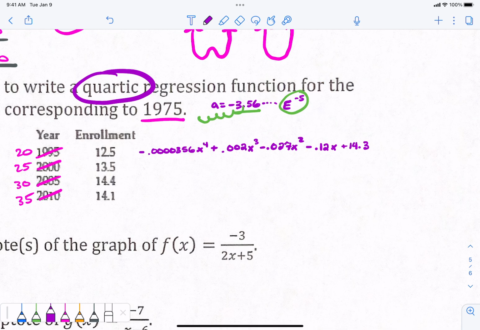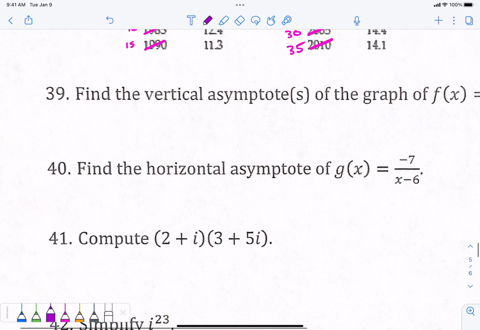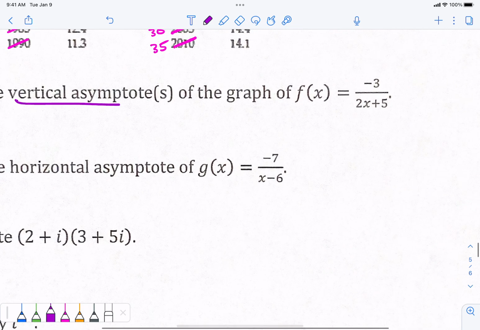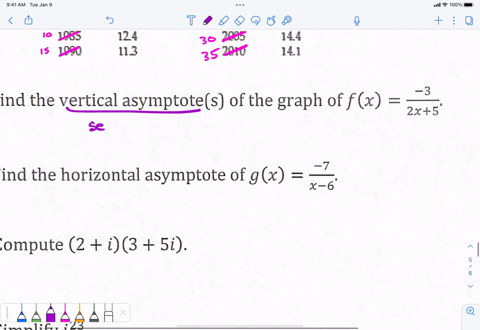Anybody else need to wait or pause? Okay. Next, find the vertical asymptotes. How do you find VAs? Set the bottom equal to 0. Set the denominator equal to 0.